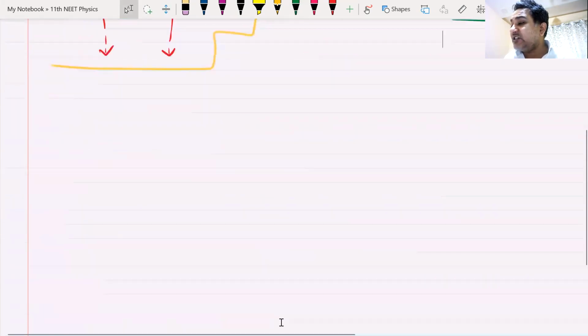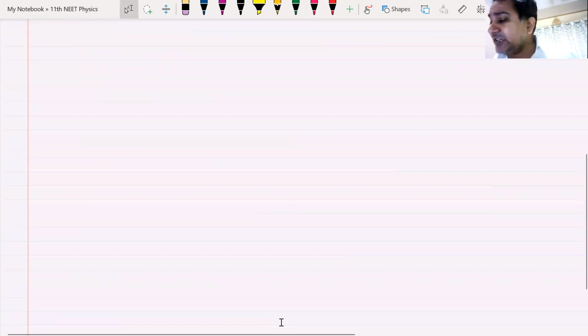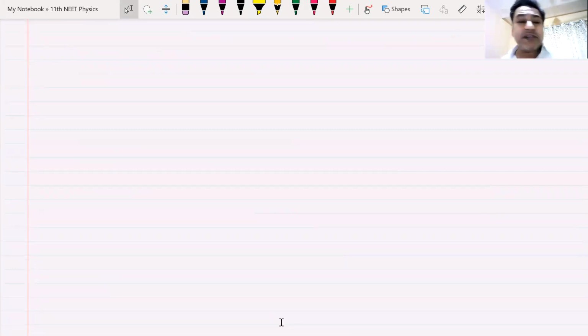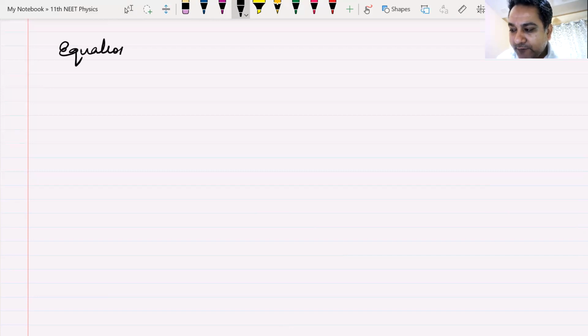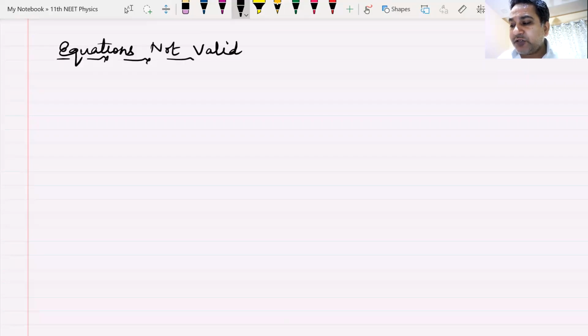Now, if the acceleration is changing or acceleration is variable, then some equations which we have learned and which we have used up till now become irrelevant. So there are some equations that we have already read, but they are not valid now. Can you tell me those equations which are not valid now?